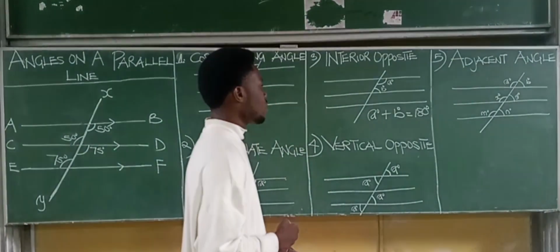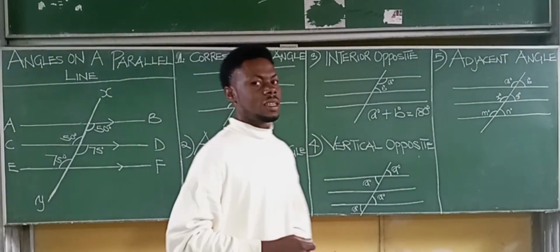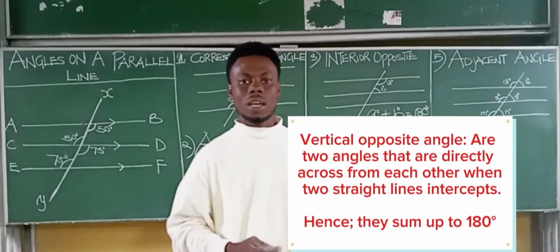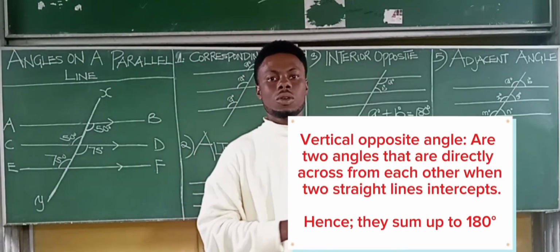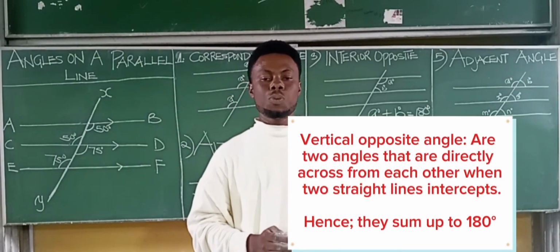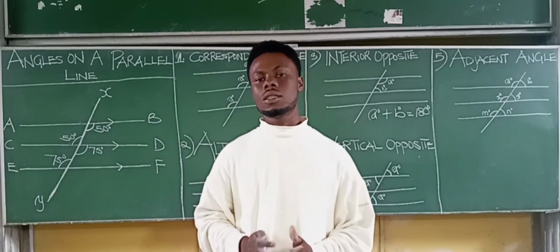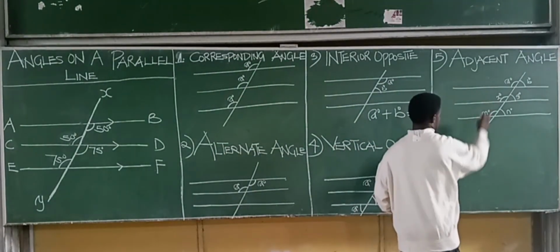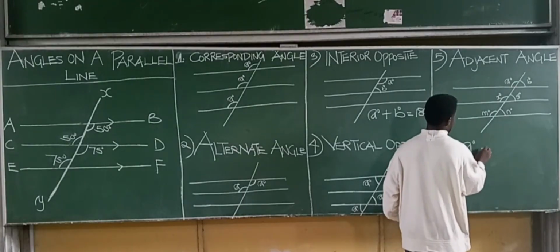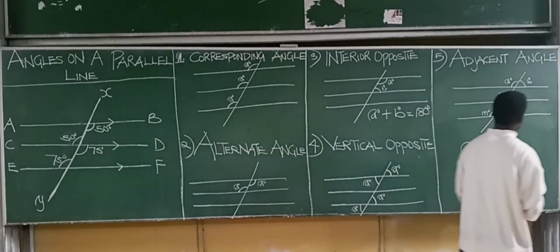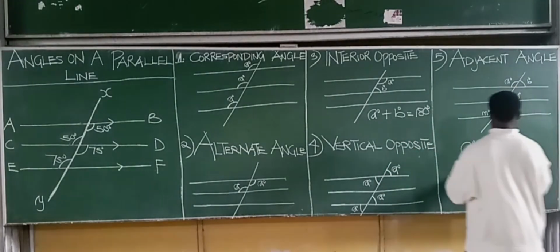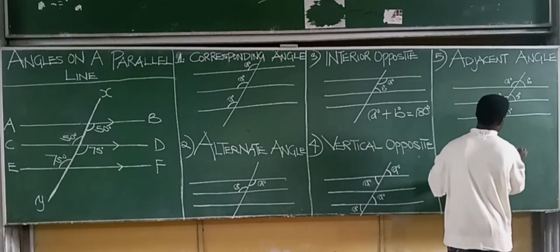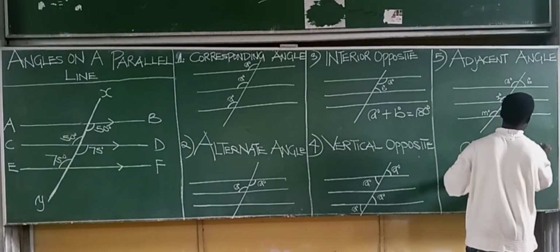Number 5 is adjacent angles. Adjacent angles are basically angles on a straight line. They are drawn on the same line, which produce 180 degrees also. Angle A degrees plus angle B degrees gives 180 degrees.